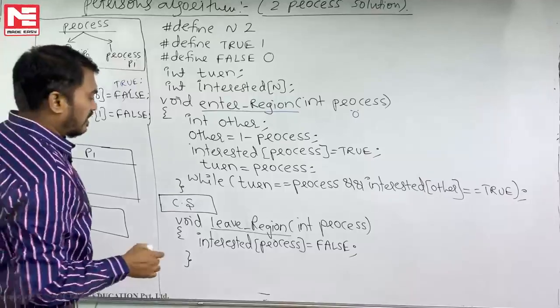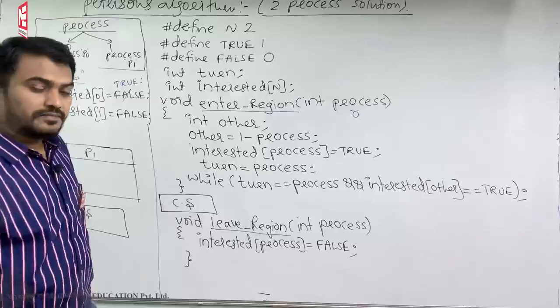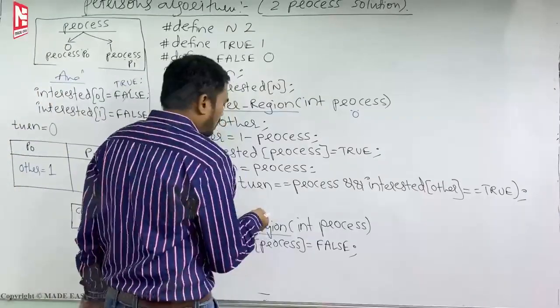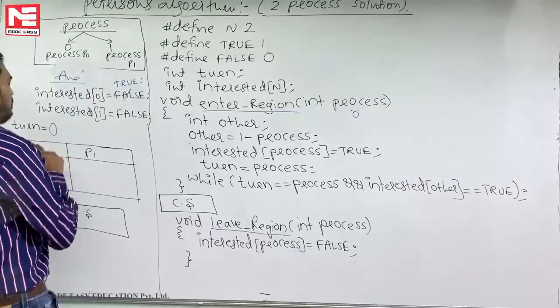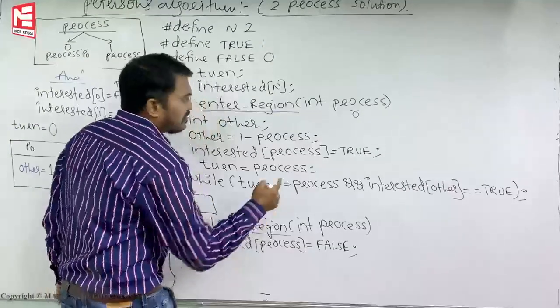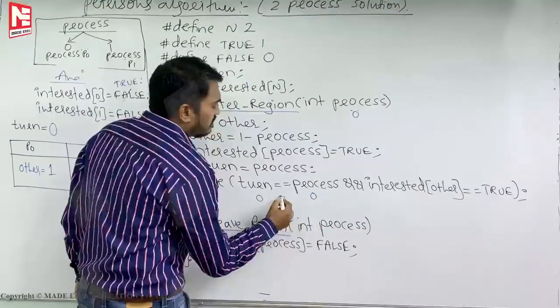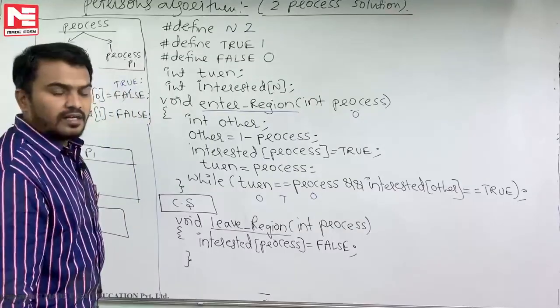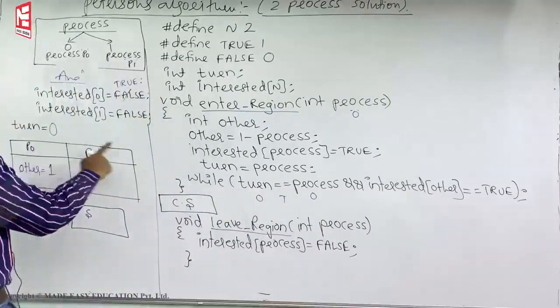And the next after that, while turn equal to process, now you are checking this condition, while turn equal to process. Now tell me what's the turn value, turn value 0. What's the process value? 0. So turn equal to process, true or false? True. This condition is true because turn value is 0 and process value is 0.